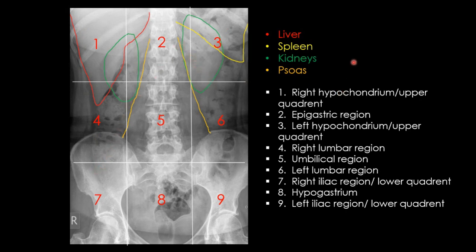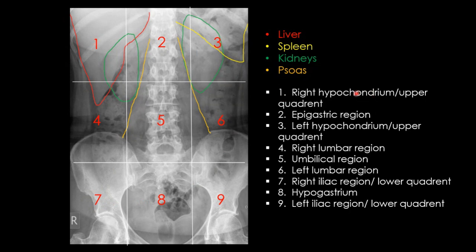When we talk about the abdomen, similar to when I was talking on the chest video about upper, middle, and lower zones, we can talk about things in terms of zones on the abdomen X-ray, just to make it easier to understand where things are. I've labelled these 1 to 9. Number 1 would be the right hypochondrium or upper quadrant, and we've got the left hypochondrium or upper quadrant at number 3. This area here is the epigastric region. Then we have the umbilical region in the middle. We have the right lumbar region at number 4 and the left lumbar region at number 6.